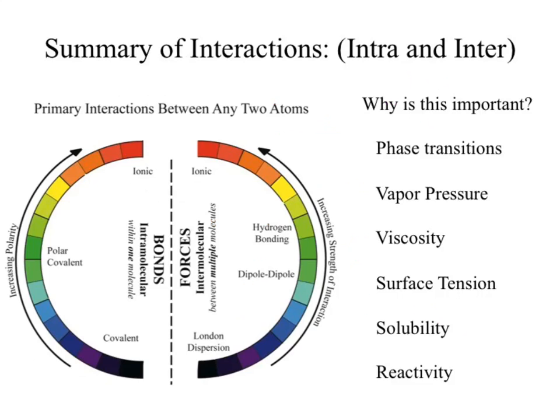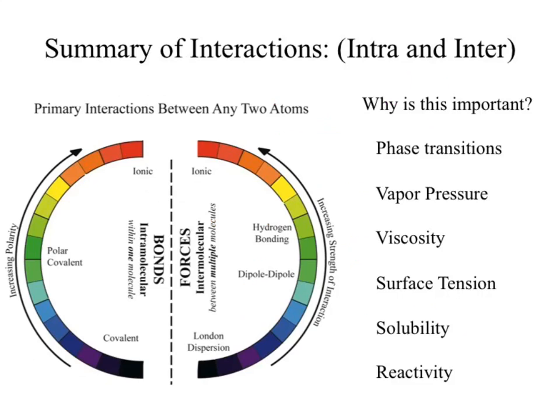Why else have all those other colors in there then? Well, what type of force did we say was generated from a covalent bond? Our London dispersion. Why is that important? What color is our covalent bond on my color wheel?